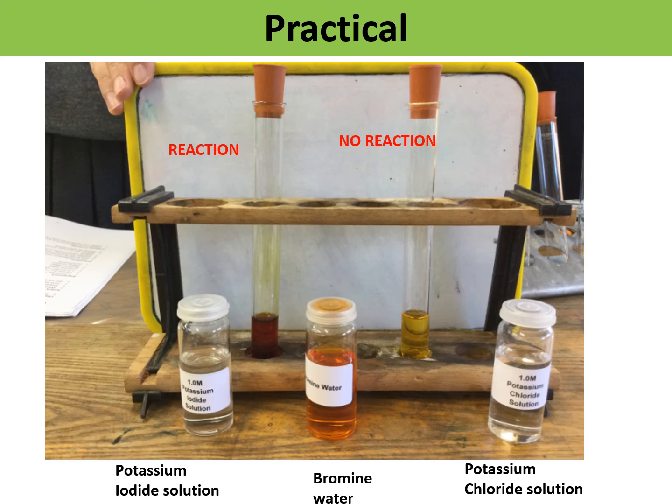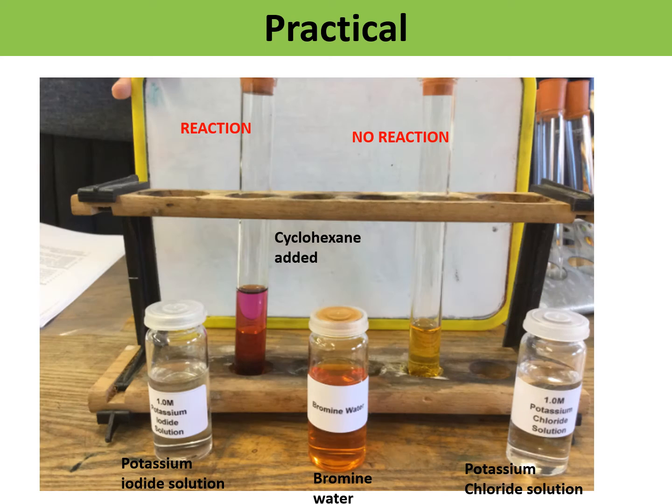If we move on and look at bromine water, we can see that when we react with potassium iodide, we get a colour change, but when we react it with potassium chloride, we don't. So when we add the cyclohexane to the potassium iodide and bromine reaction, we can see iodine present in the cyclohexane layer.